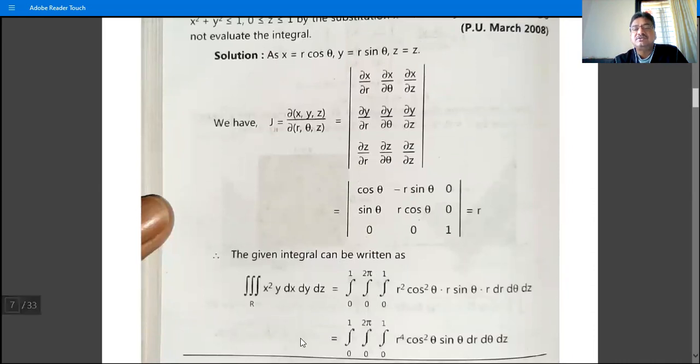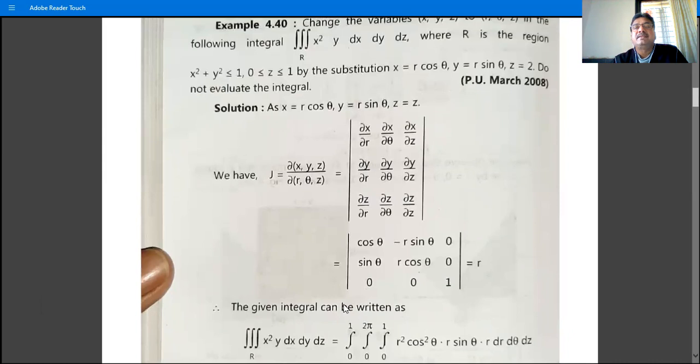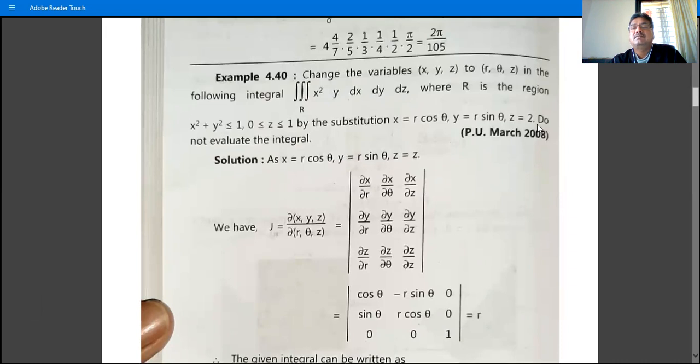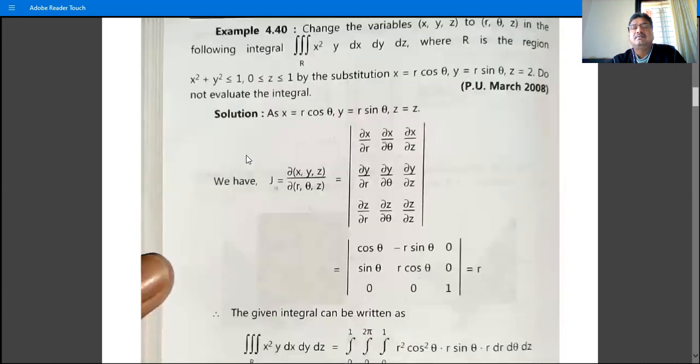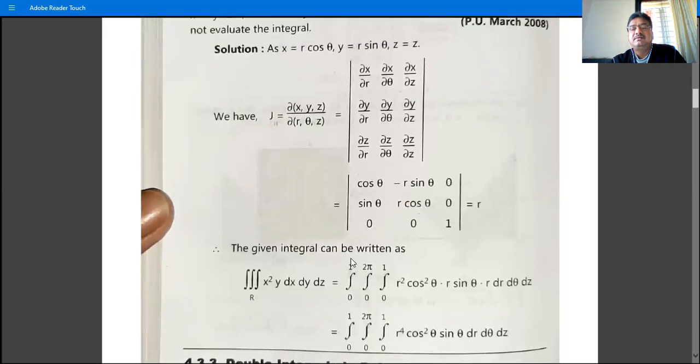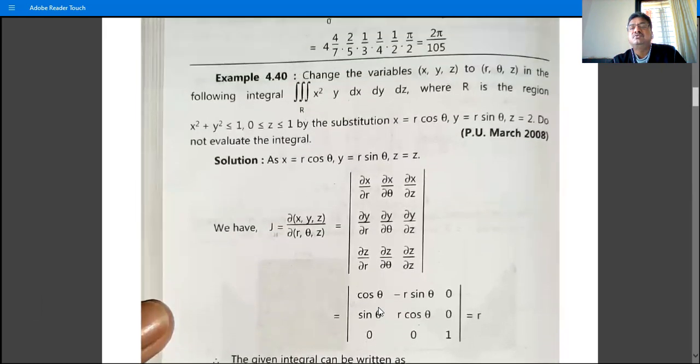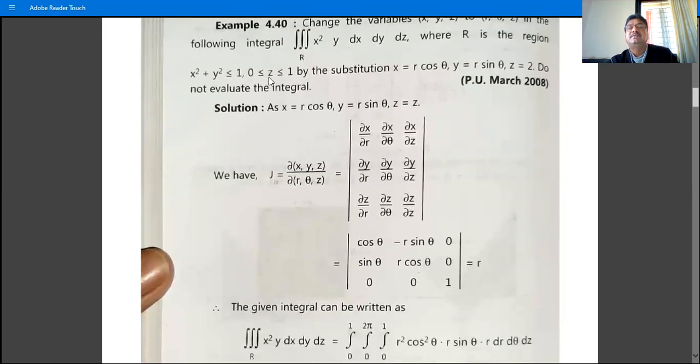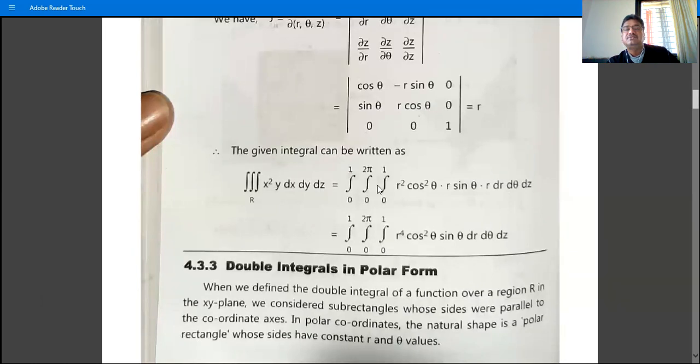Then theta runs from 0 to 2 pi. And z runs from 0 to 1. So r runs from 0 to 1. If we substitute these coordinates, then for theta we have to cover the whole region, that is 2 pi means the 360 degree region. So r runs from 0 to 1. So remember these limits. So this is the change of variable.